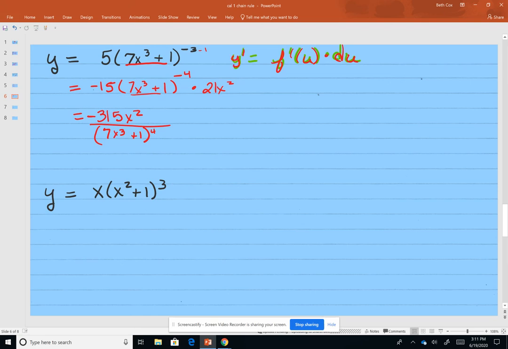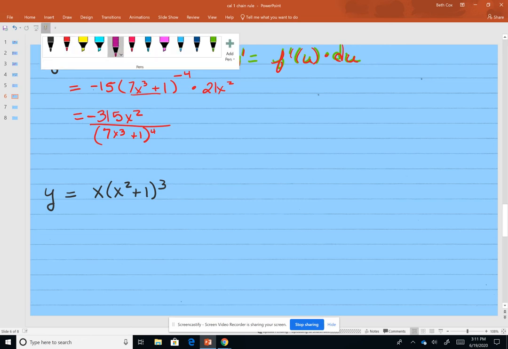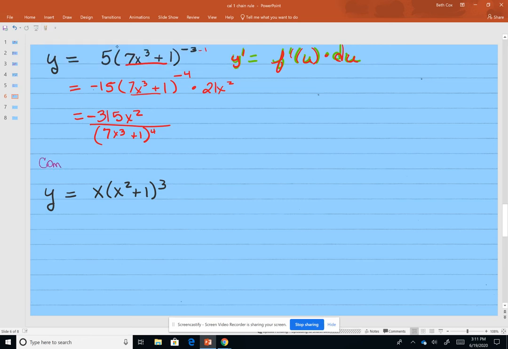Okay. All right. So again, the next one is a combo problem. This one is a combo. And I mean combo because we're going to do the product rule and the chain rule. This one's going to use the product rule and the chain rule.